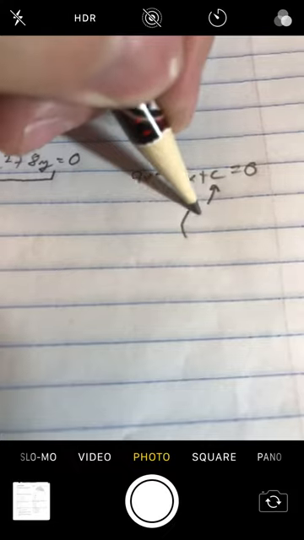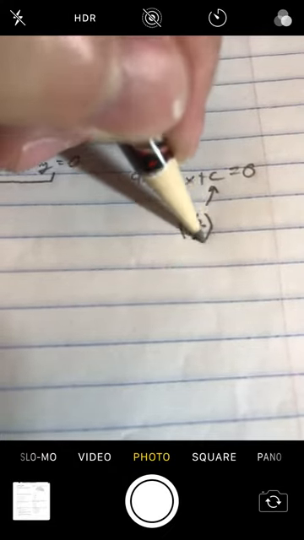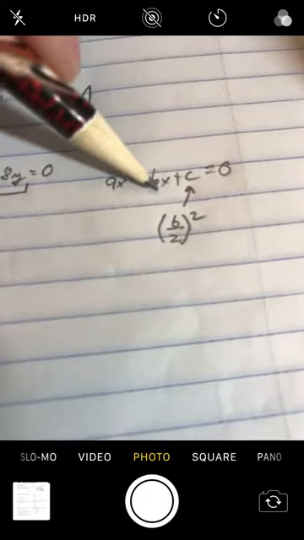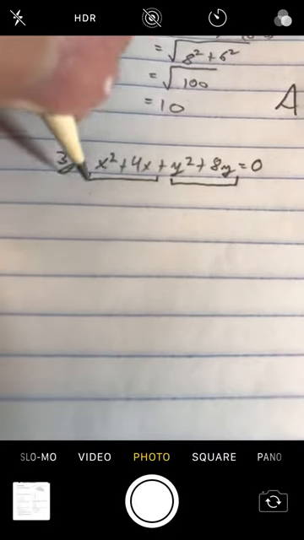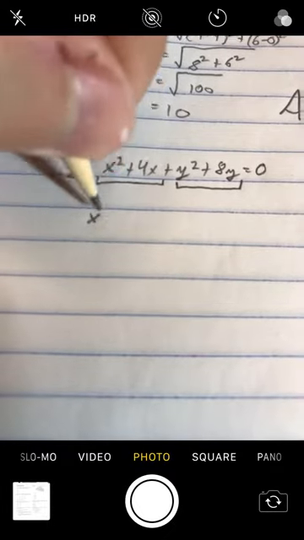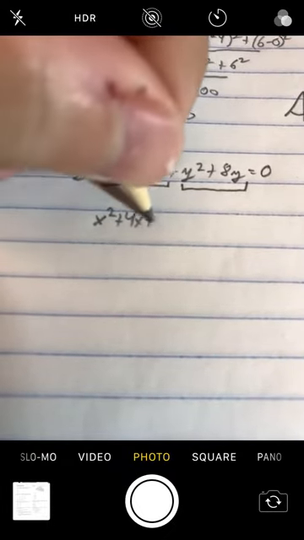But since we want it to be a perfect square trinomial, if we're going to get c, we have to do half of b, then square it. The b term is the one that only has the variable to the first power. So for x, that's 4. Half of 4 is 2, and if you square it, you're going to get x squared plus 4x plus 4.